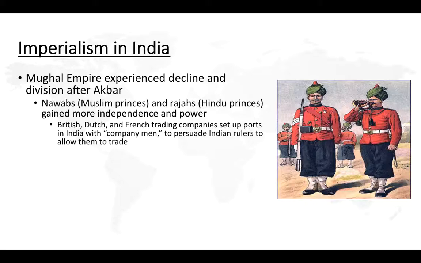And the British, the Dutch, and the French trading companies are going to set up ports in India with company men. They're going to send out company men to persuade Indian rulers to allow them to trade. And a lot of Indian rulers see some benefit to this because they can get riches, they can get contact with the West. And the East India Company is the one to become really, really involved in local affairs and politics. That's the British East India Company.